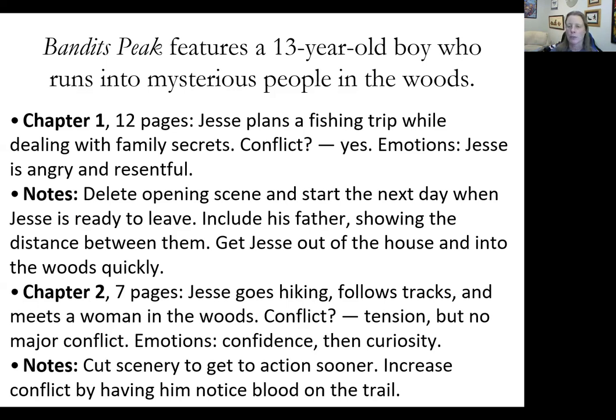In chapter 2, Jesse goes hiking. He sees some footprints and follows them until he meets a woman in the woods. Was there conflict? Not really. A little bit of tension, but not any real conflict and no real goal. And the emotions were that he felt confident of his woods abilities and then curiosity about this person. So my notes were: cut some of the description to get to the action sooner. And then I wanted to add a little bit of conflict or drama. So I had him notice blood on the trail. And so that's why he follows the footprints, because he wants to find out if somebody needs help.